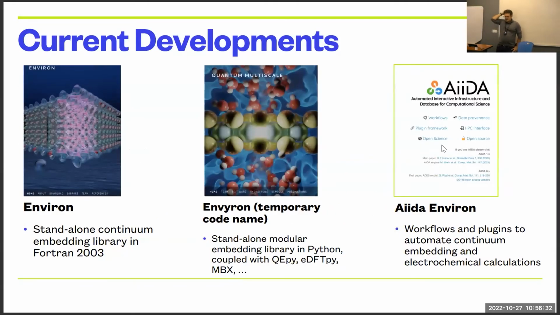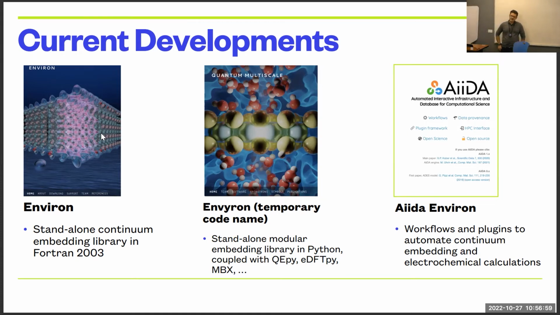And so these are the three main developments that are pursued in my lab. The first one, Environ, is probably the most mature one. This is a library that develops these continuum models and is coupled mostly with Quantum Espresso, which is a simulation software in condensed matter physics. It's an open source software. It's probably the most widespread open source software in condensed matter physics and materials.